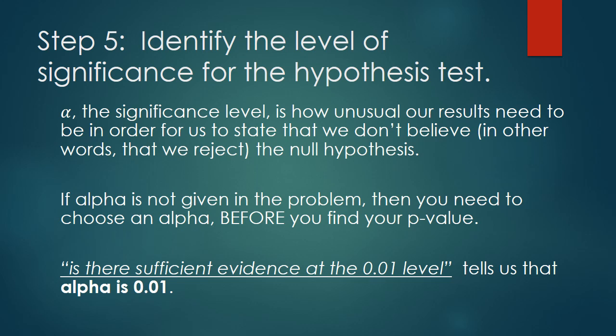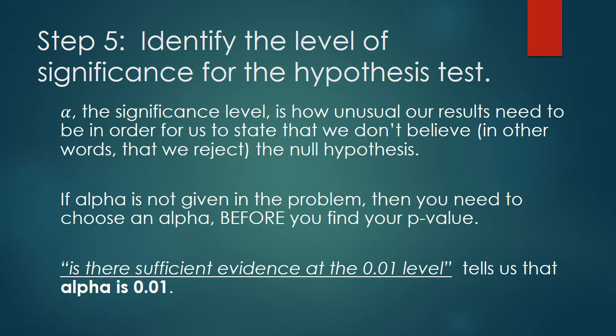Is 5%, a probability of 5% or less, unusual enough? Is a probability of 1% or less unusual enough? Do we need our results to be freakishly unusual, like 0.5%, before we say, this null hypothesis, we don't really believe it? That's what alpha is. It's how sure we want to be that our results are really unusual. We want to choose that before we find a p-value.